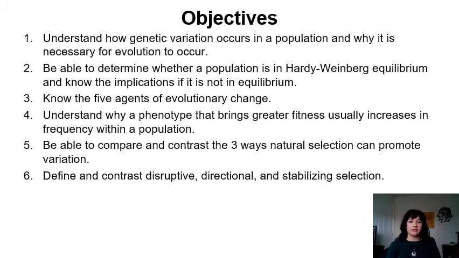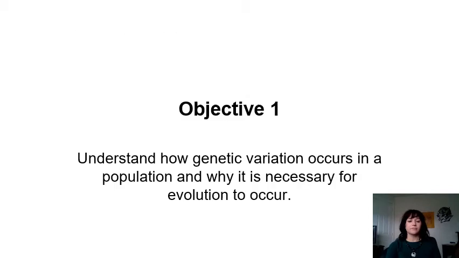And you might notice that there is a little bit of overlap amongst these different chapters, right? That's okay. They're all really interconnected, right? So let's talk about this first objective, how genetic variation occurs in a population, why it's important in order for evolution to happen.